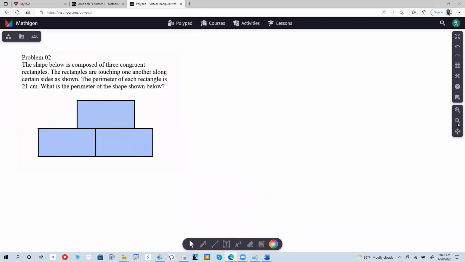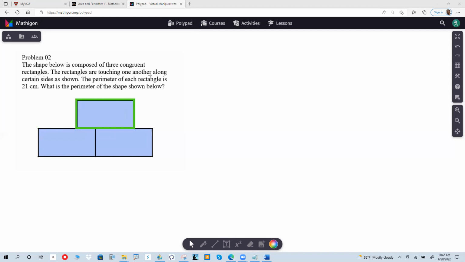All right, the shape below is composed of 3 congruent rectangles. So these rectangles are congruent. I'm going to draw them so that you understand: this rectangle, this rectangle, this rectangle. They're all the same, identical. They're touching each other as shown. The perimeter of each rectangle is 21. So this rectangle is 21.